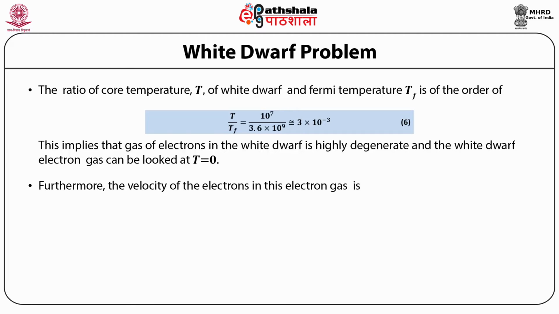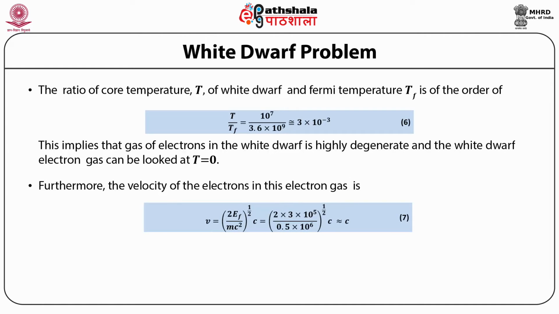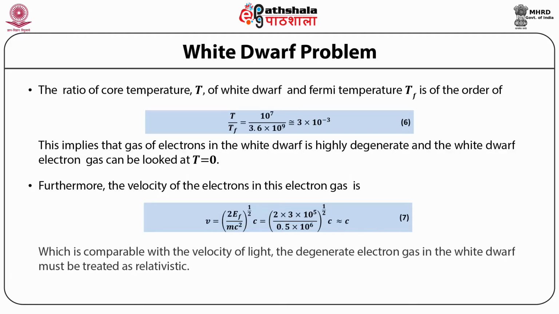Furthermore, the velocity of the electrons in this electron gas is v = (2Ef/mc²)^(1/2) × c = (2 × 3 × 10⁵ / 0.5 × 10⁶)^(1/2) × c, which is approximately equal to c, and is hence comparable with the velocity of light. Therefore, the degenerate electron gas in the white dwarf must be treated as relativistic. Electron gas in stars is a degenerate relativistic Fermi gas.